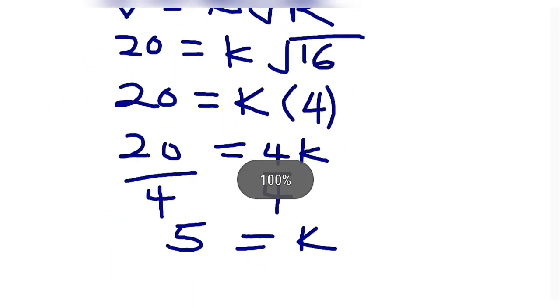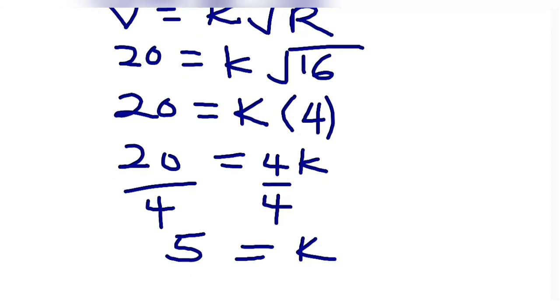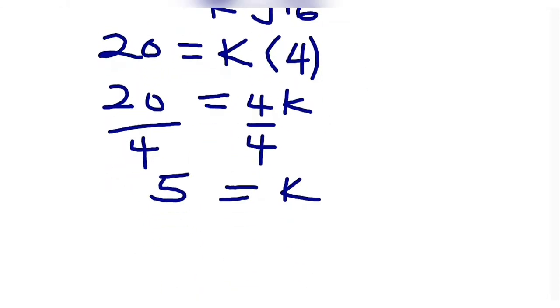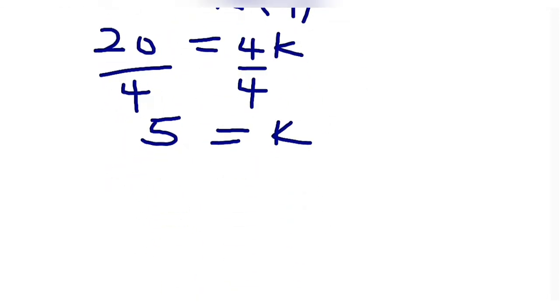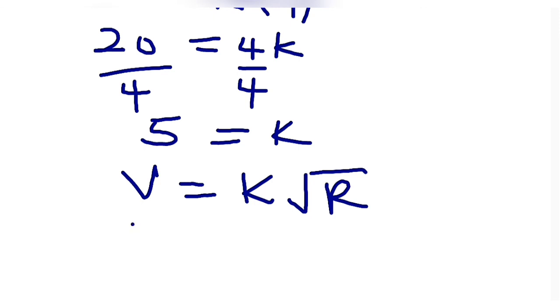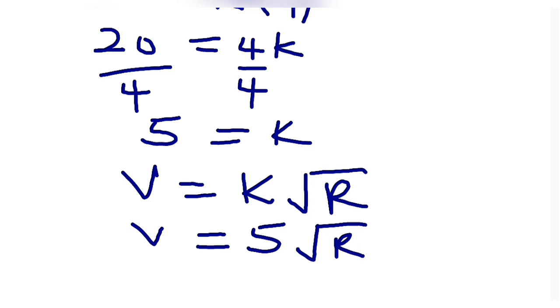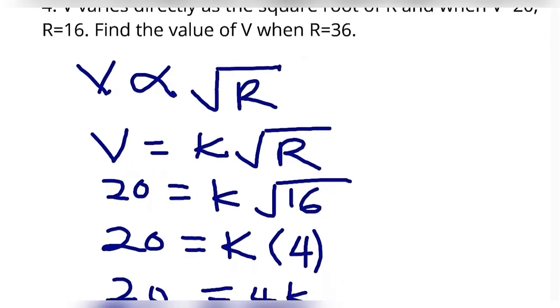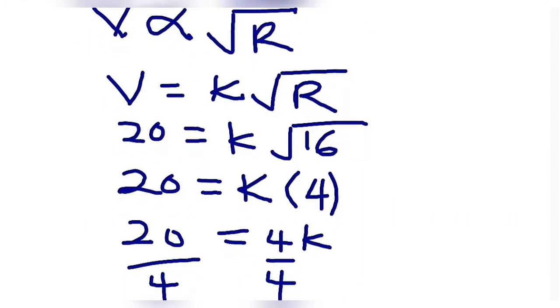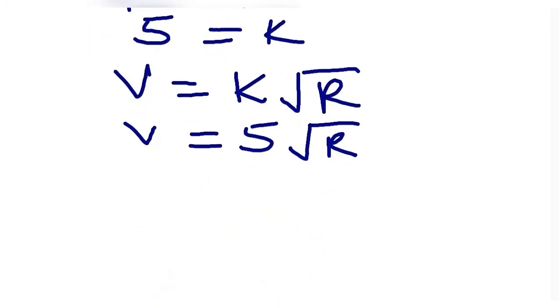So the value of k is 5, but remember that according to the equation that we formed, v is equal to k multiplied by the square root of r. So v equals k multiplied by the square root of r, and the value of k now is 5. So it is 5 multiplied by the square root of r. Let me take you back to the question. The question is saying find the value of v when r equals 36.